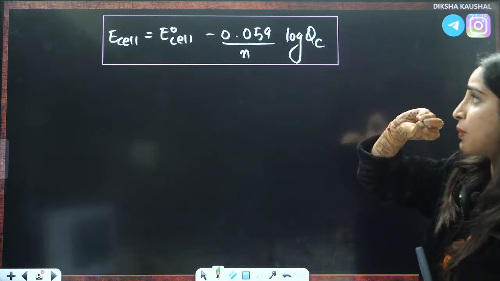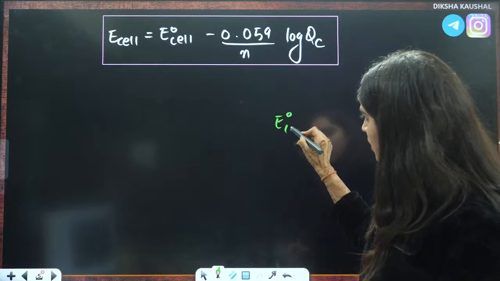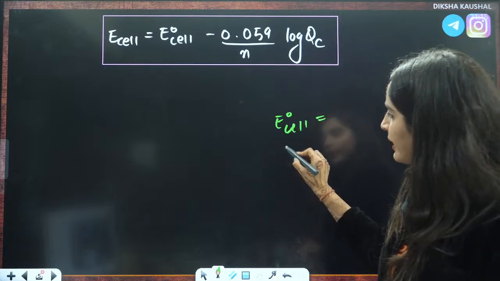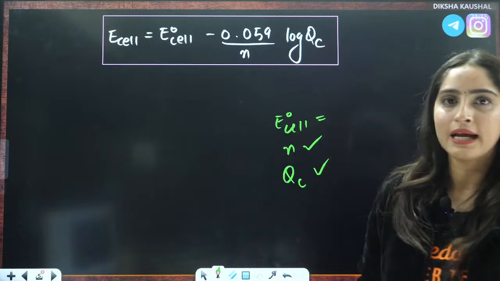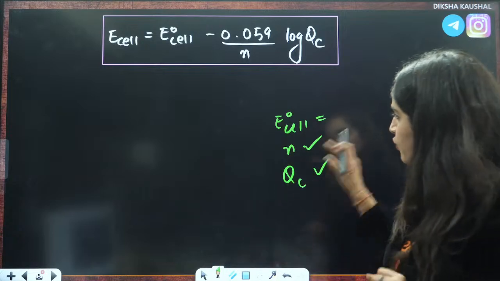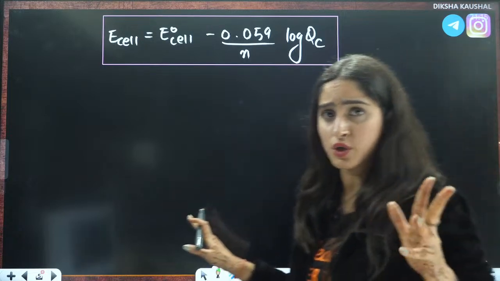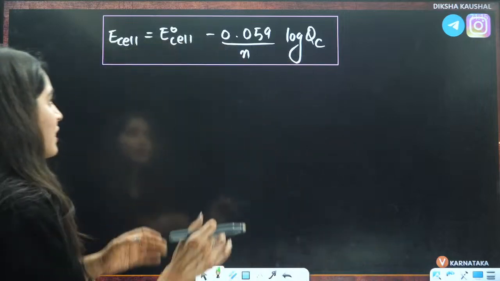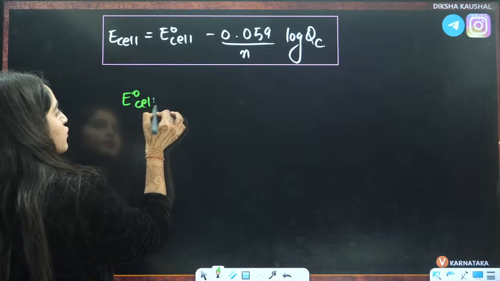Now, ma'am, the next question is, how will we calculate E naught cell? How will we calculate N? How to know what is the value of QC? Right? That is the main task here. So we will focus on each thing, one by one, right? So first is E naught cell. How to calculate E naught cell? Everybody in the chat box, this I told you yesterday itself.